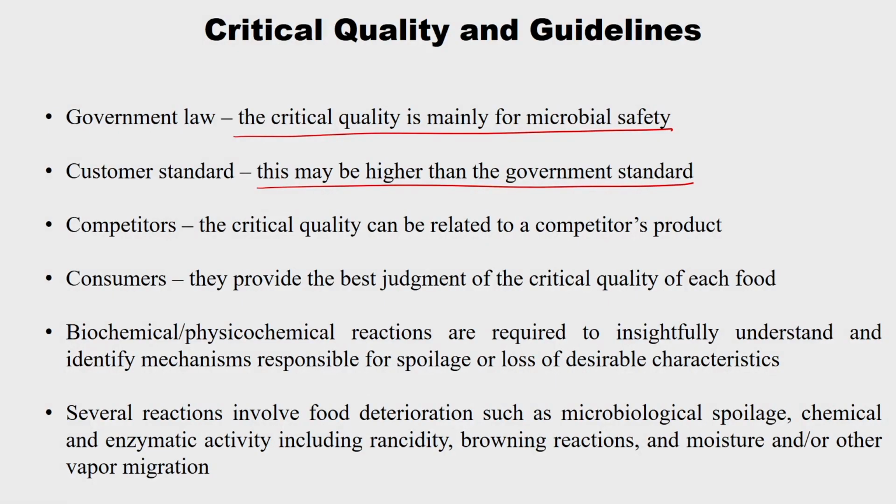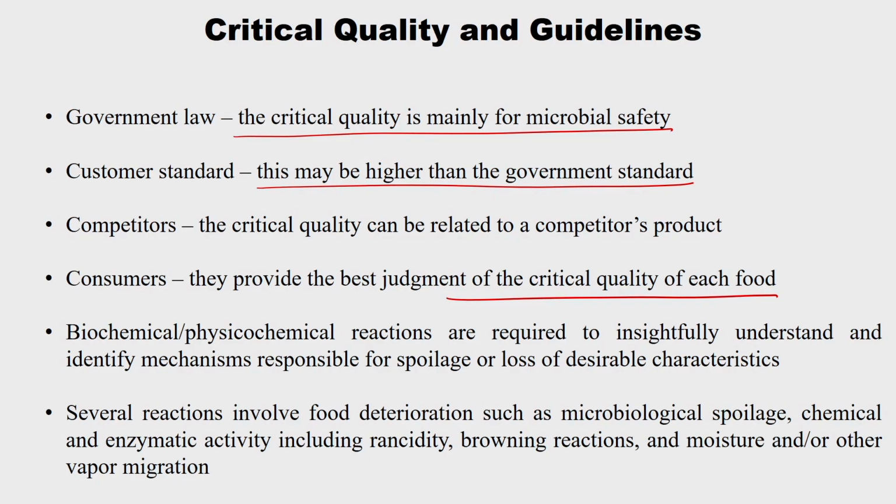Right. And competitors, for the same product, 2 competitors may have different regulations. Right. So, the consumers obviously will go for the higher quality which is given by the manufacturer. So, the critical quality can also be related to the competitor's product, and consumers provide the best judgment on the critical quality of each food, because they pay and get the product. So, obviously they would get the product which is of high quality.